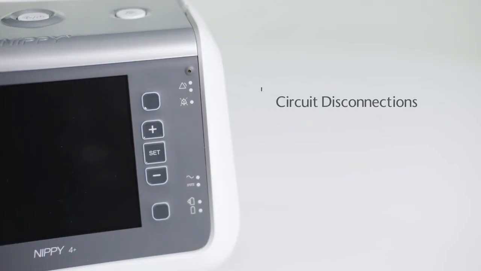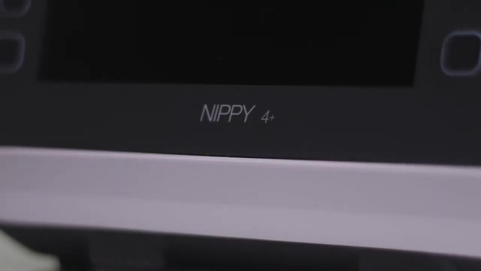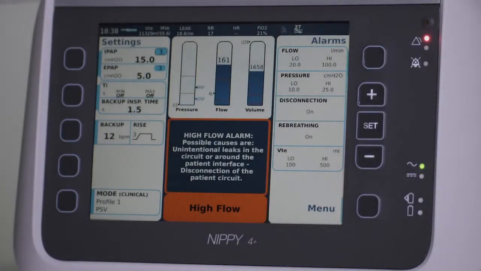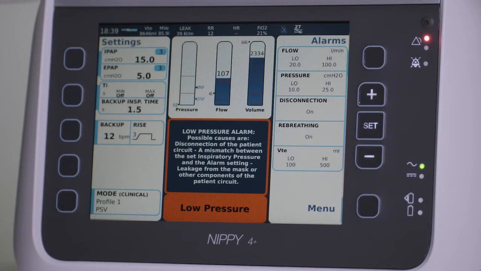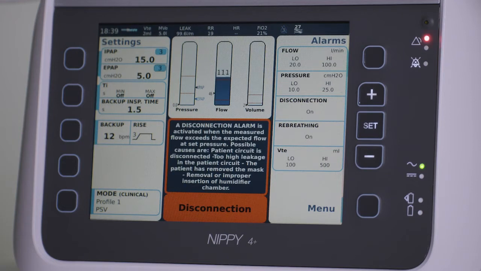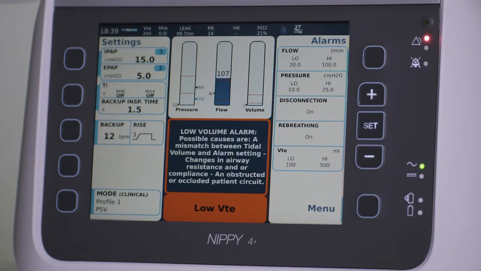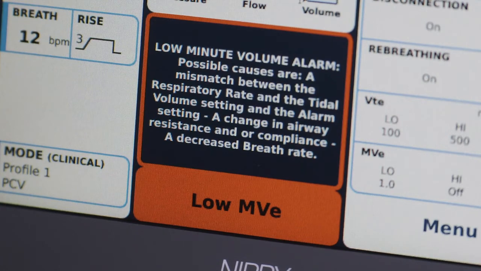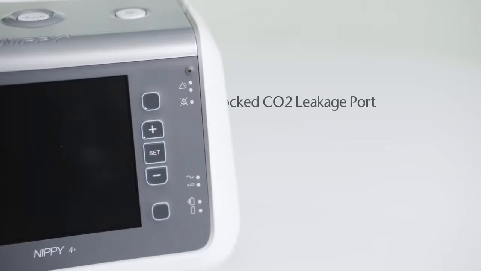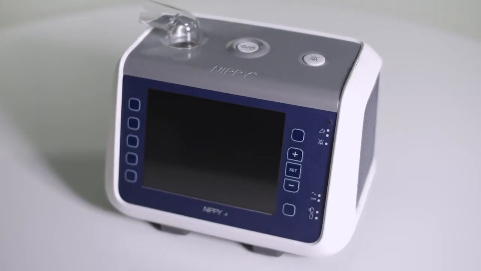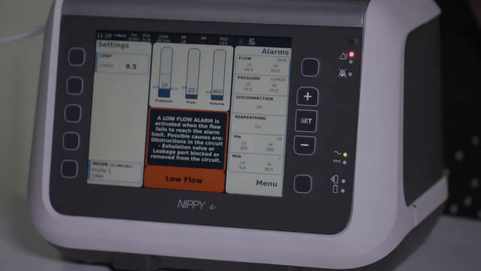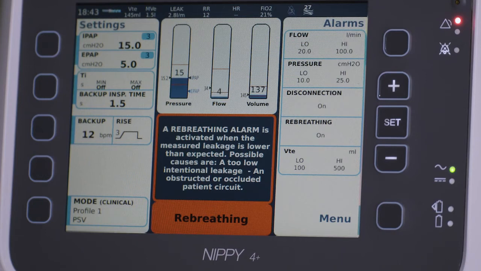In the event of a circuit disconnection, depending on what alarms have been set by the clinician on the NIPPY 4 or 4 Plus, you may see any of the following alarms. High flow, low pressure, disconnection, low VTE, low minute ventilation. In the event of a blocked or accidentally removed CO2 leakage port, you are likely to see these alarms on the NIPPY 4 or 4 Plus. Low flow alarm or rebreathing alarm.